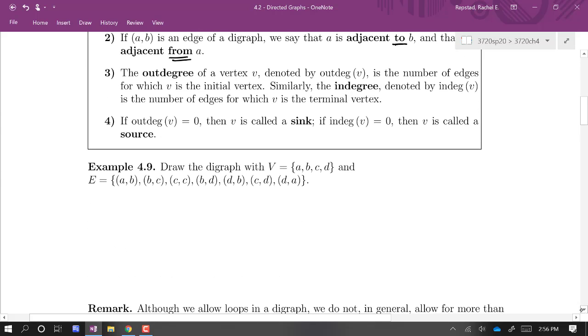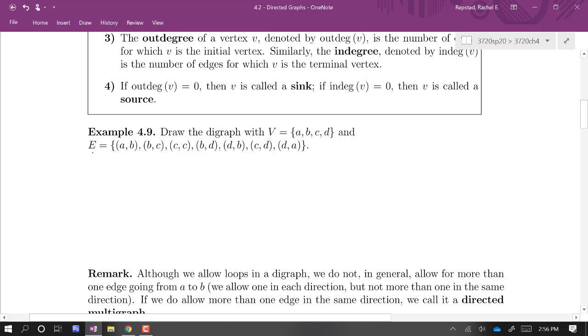Let's draw this digraph. They've given us a set of vertices and then a set of edges, which we can tell are directed edges because the parentheses indicate that it's an ordered pair and not just a subset. So we have 4 vertices.